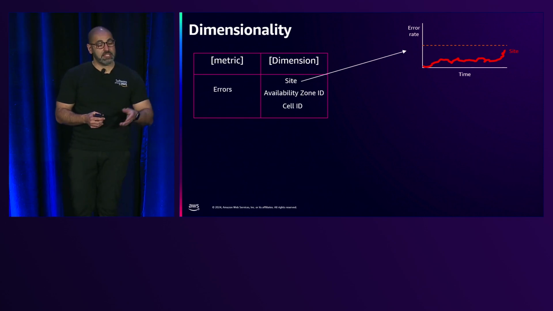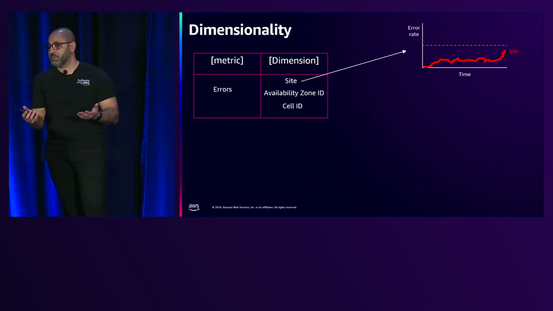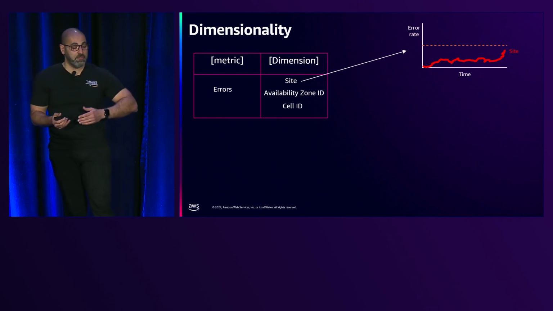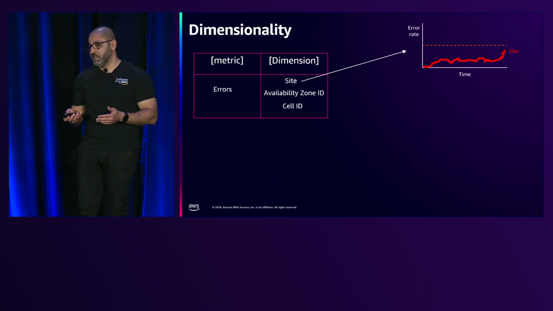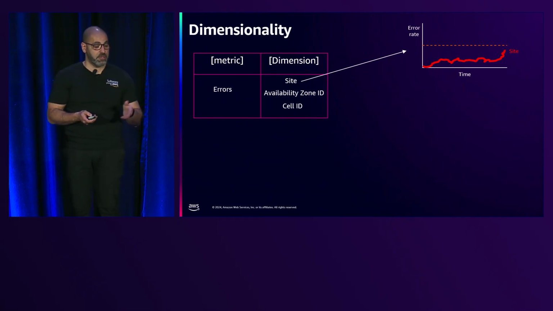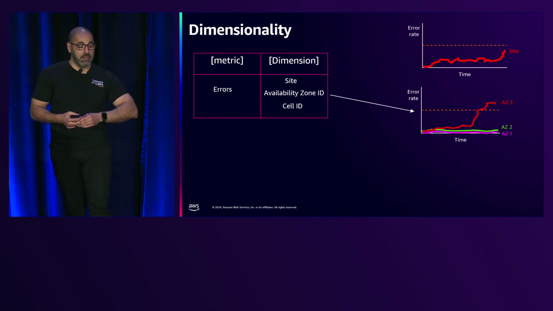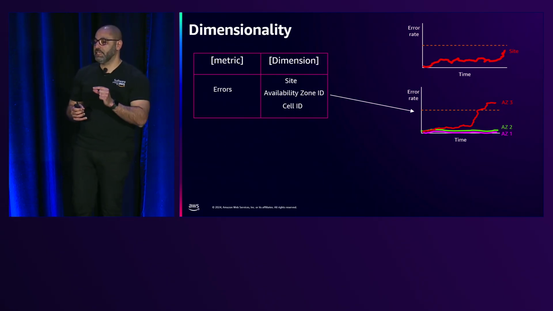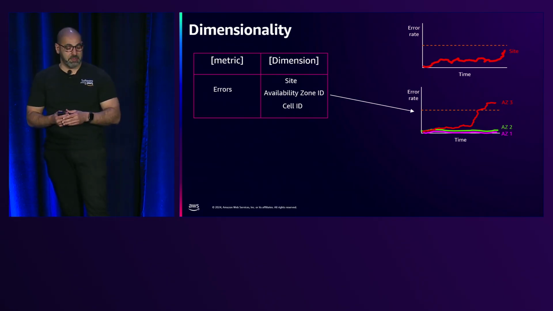So for the first graph here, this is what we saw earlier. The problem is undetected. We don't know where the problem is coming from. So we need to drill down further. The next dimension we could drill down into is AZ ID. And now we could see that a particular AZ is at fault here. This is where the problem is coming from.